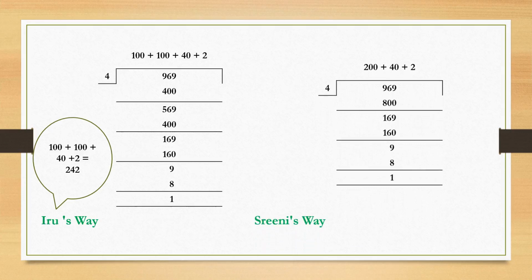She used her method, where she divided 969 pencils among 200 children first, and she was left with 169 pencils. Then she divided 169 pencils among 40 children, and she was left with 9 pencils. Then she divided 9 pencils among 2 children, and she was left with 1 pencil. At last she found that she is getting the same answer as Iru already got. So we can divide 969 pencils among 242 children.